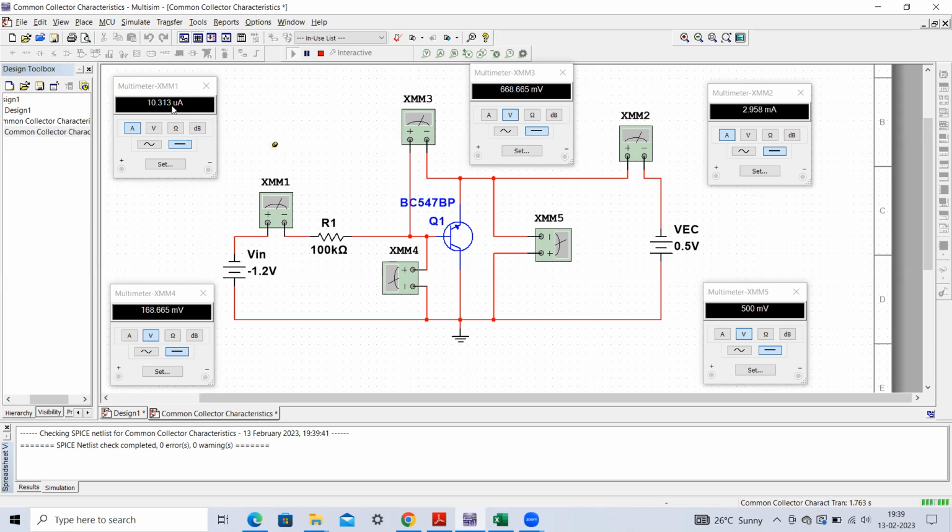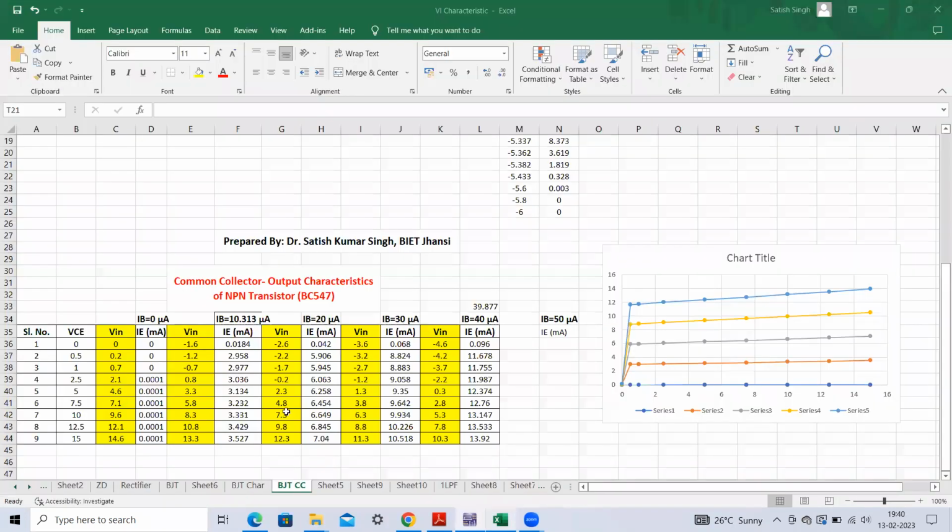So now the input current is fixed, and we can measure this current. This is our emitter current. This emitter current is 2.958 milliamperes. Here you can see this current is 2.958 milliamperes.